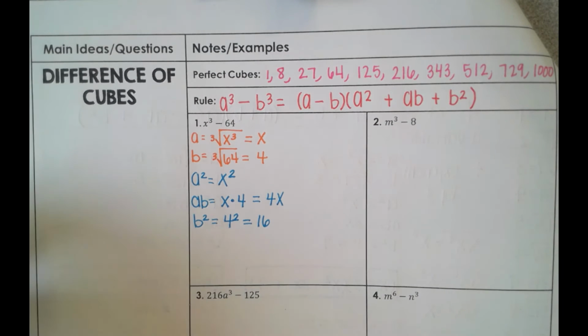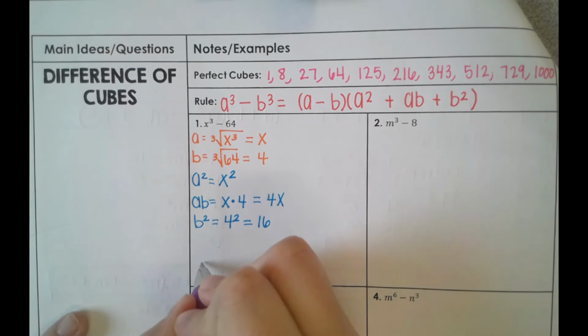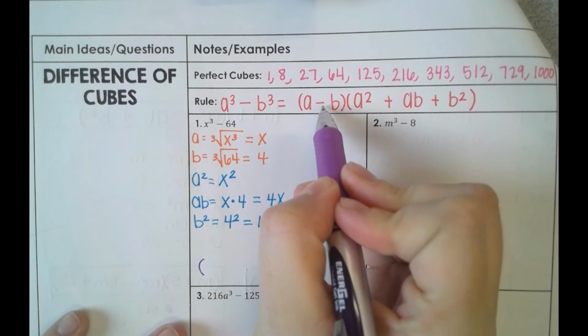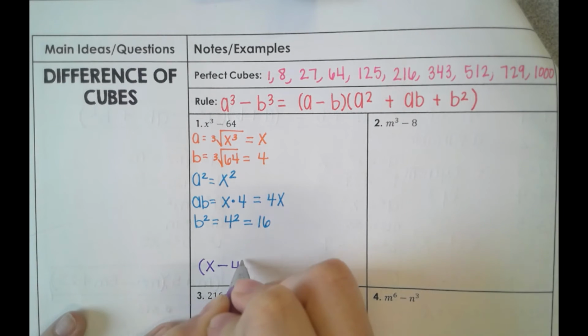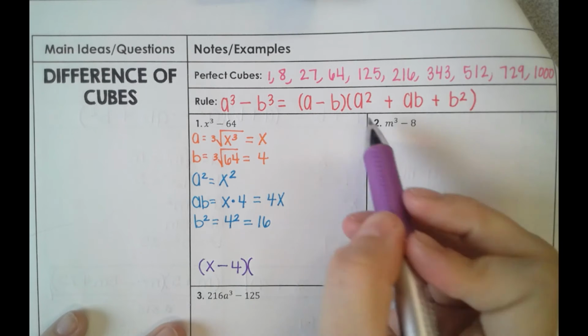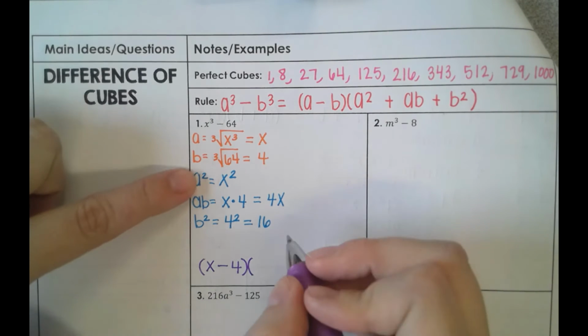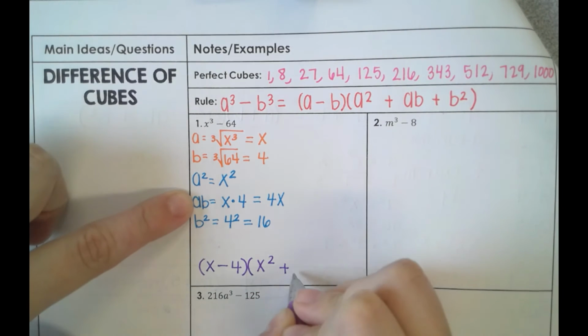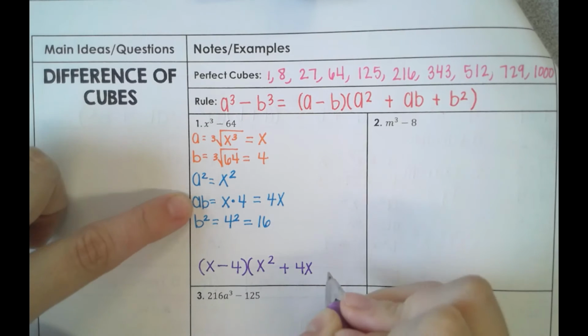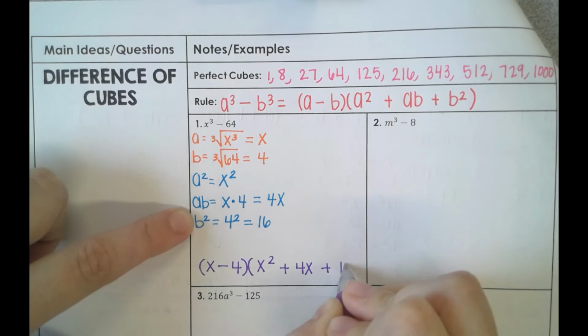And then all we got to do is put it together. Our formula is a minus b, so x minus 4. And then we fill in a squared plus ab plus b squared.